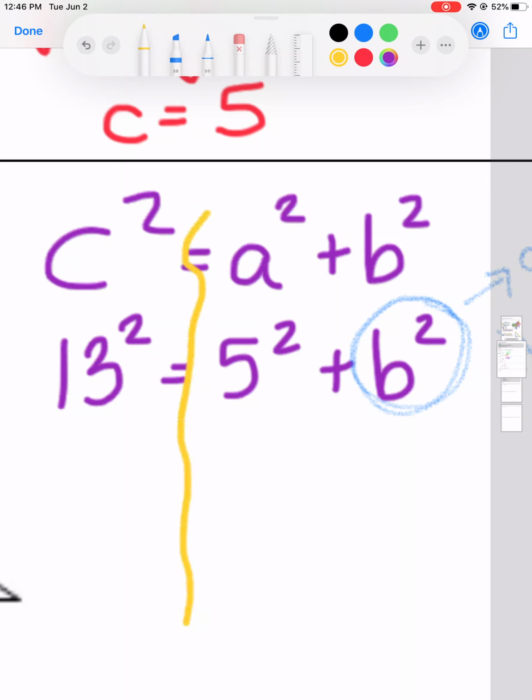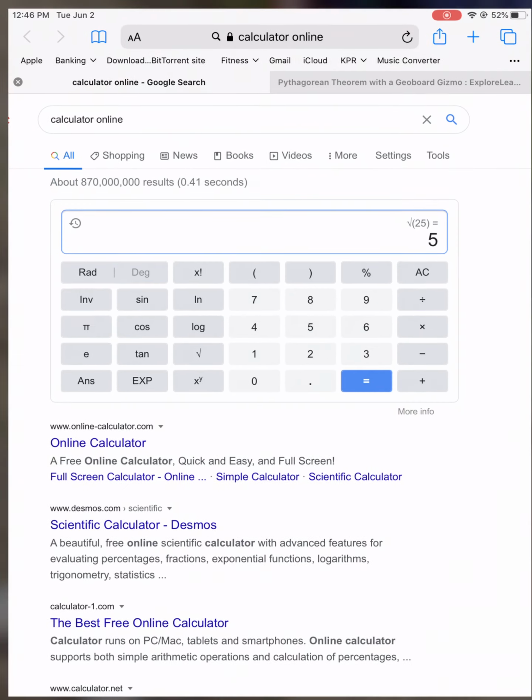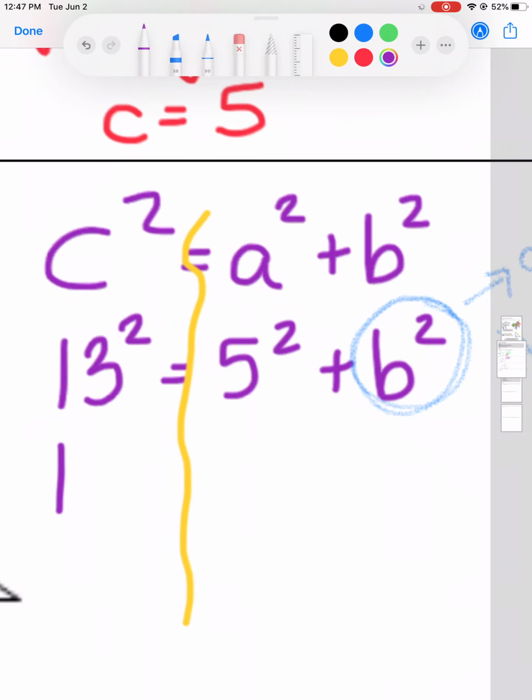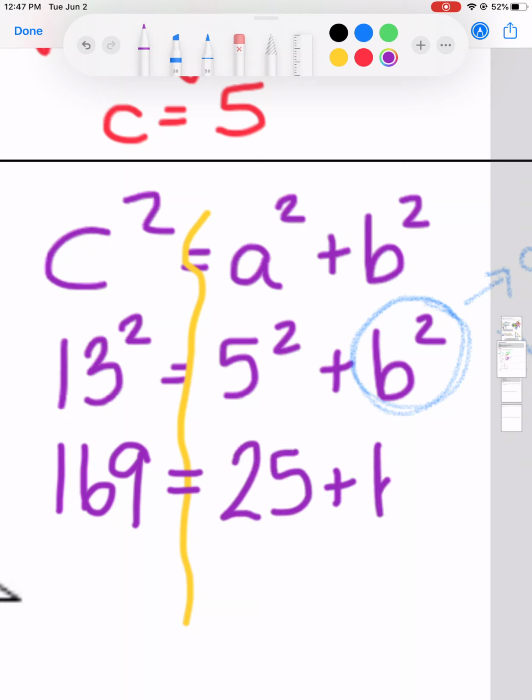Left side or right side? Yeah, you're absolutely right. Okay. So one thing I'm going to actually do is I'm just going to solve these squares first just to get rid of them. Okay. So 13 squared, what is that? 13, is there no squared button? To the power of 2 equals 169. Okay, 5 squared, 5 times 5, I'm going to tell you right now, it's 25 plus b squared.